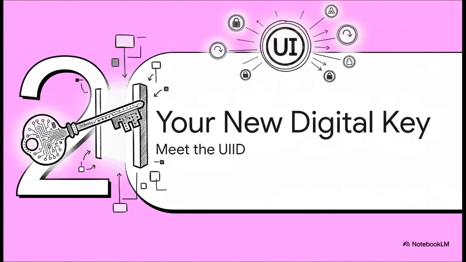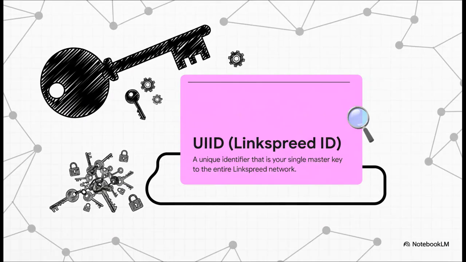Okay, so what is this new digital master key they've created? Well, it has a name, and it's really the heart of this whole transformation. Let's talk about the UIID. The UIID. So what does that stand for? It's their universally unique identifier. But you know what? Don't worry about the jargon. Just think of it as your new Linkspreed ID. It's your single digital master key that replaces that entire messy keychain we talked about. One unique ID that works everywhere in the Linkspreed network.